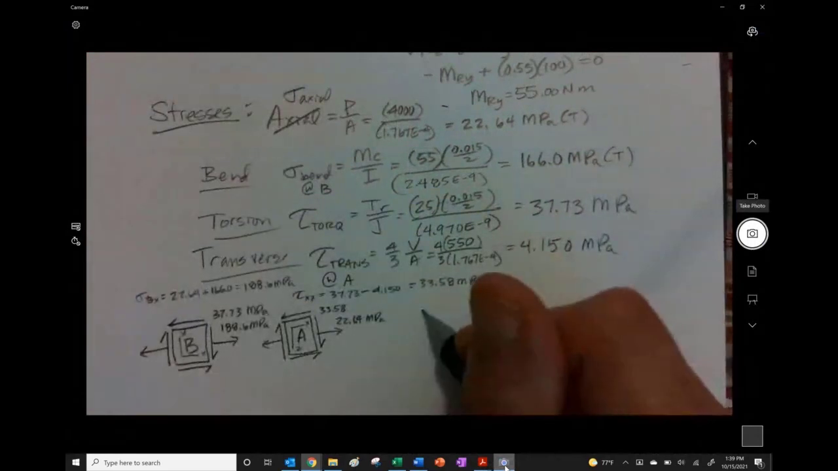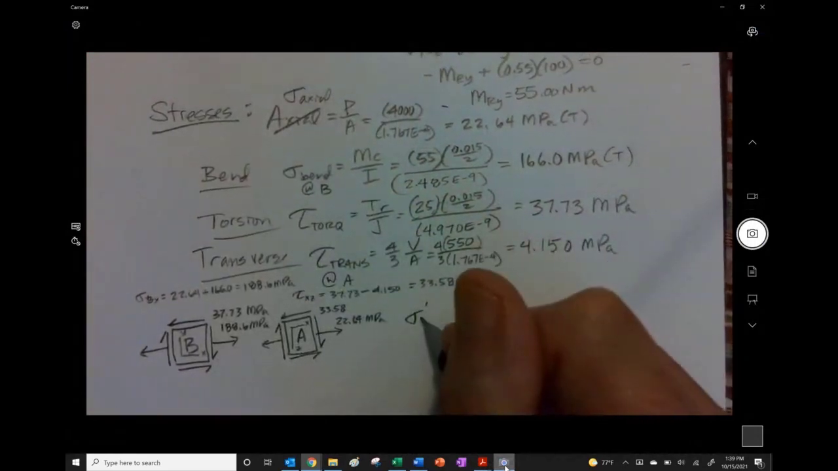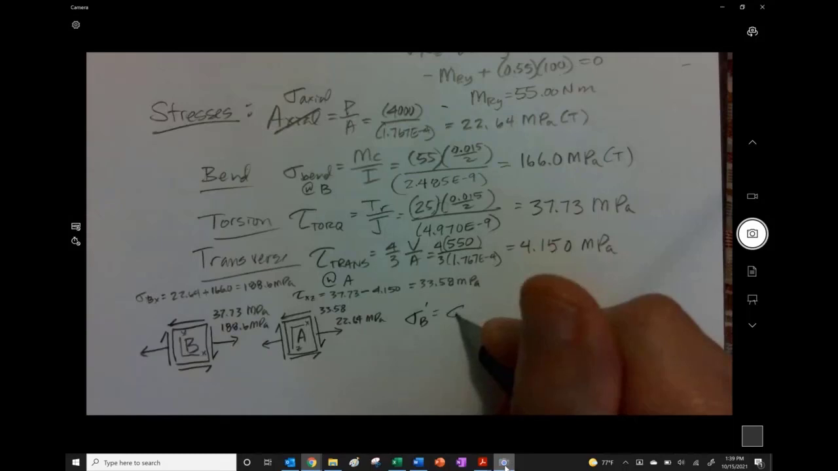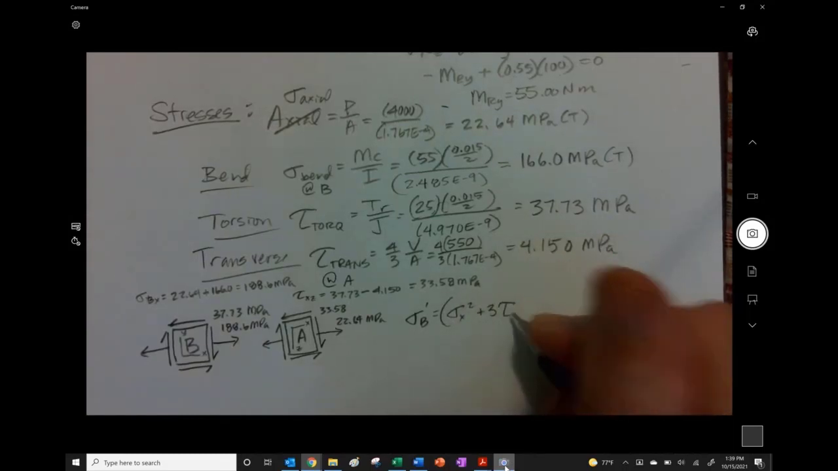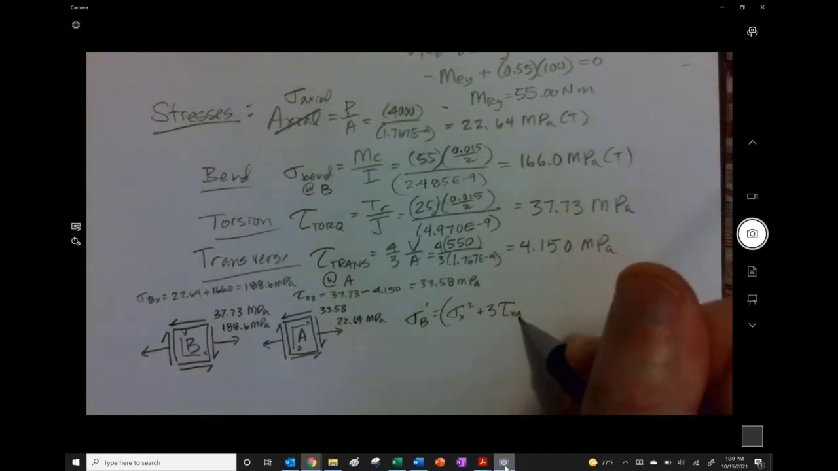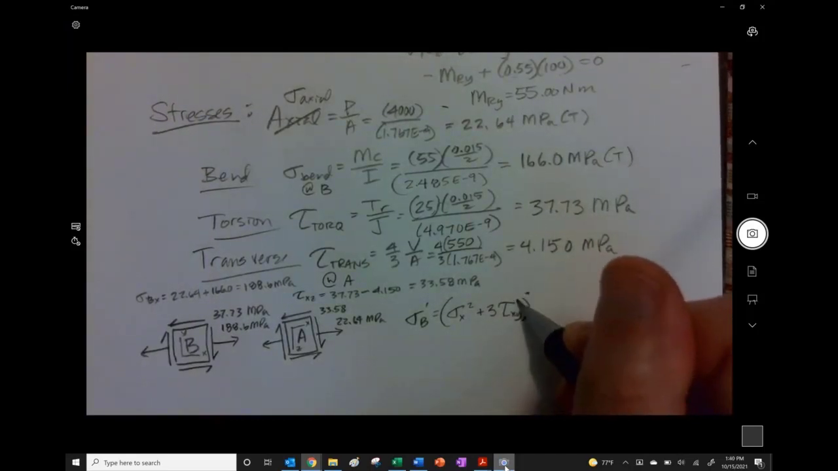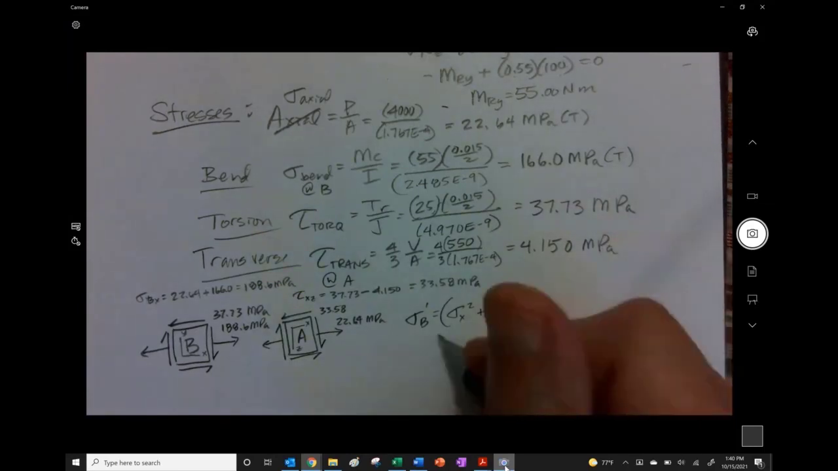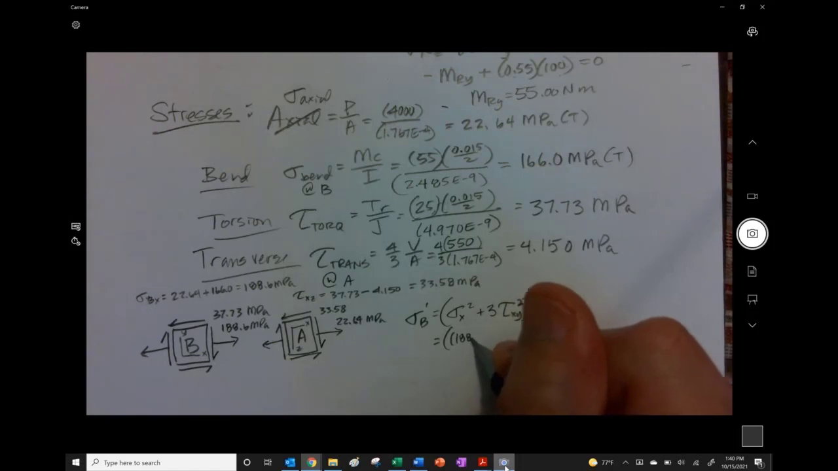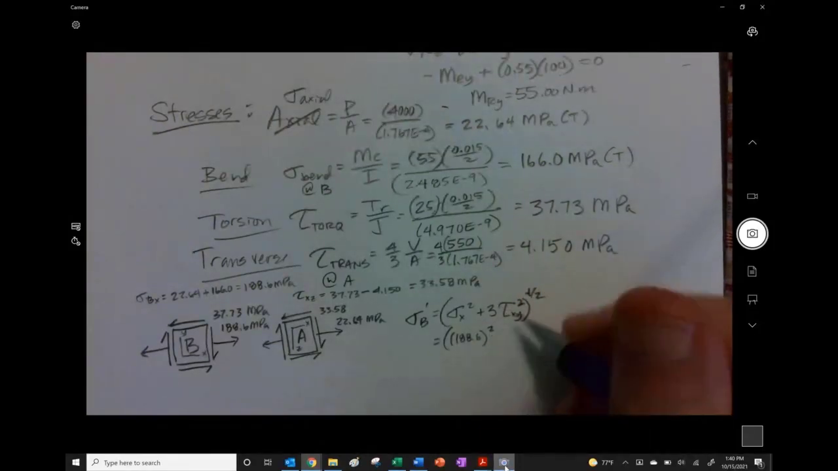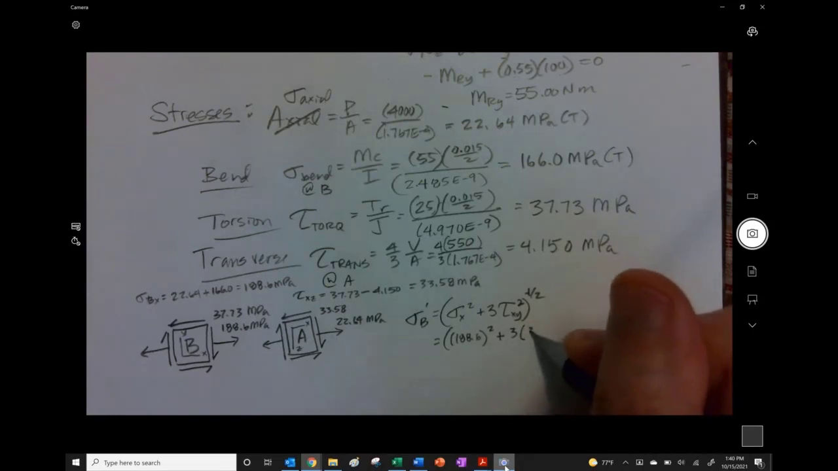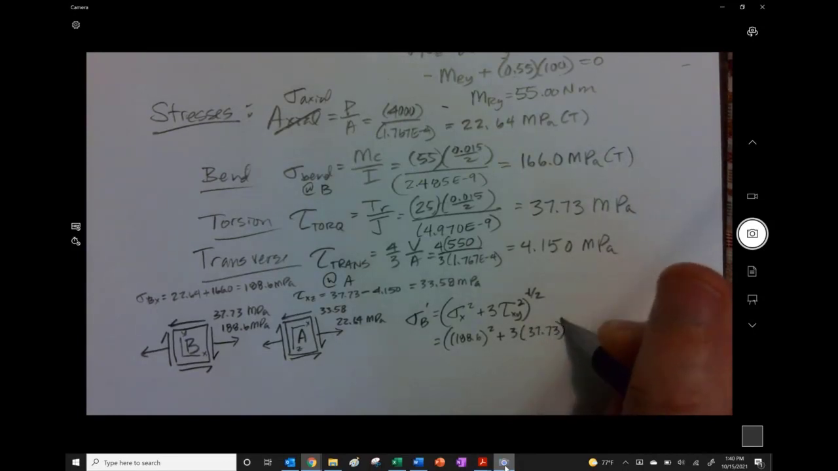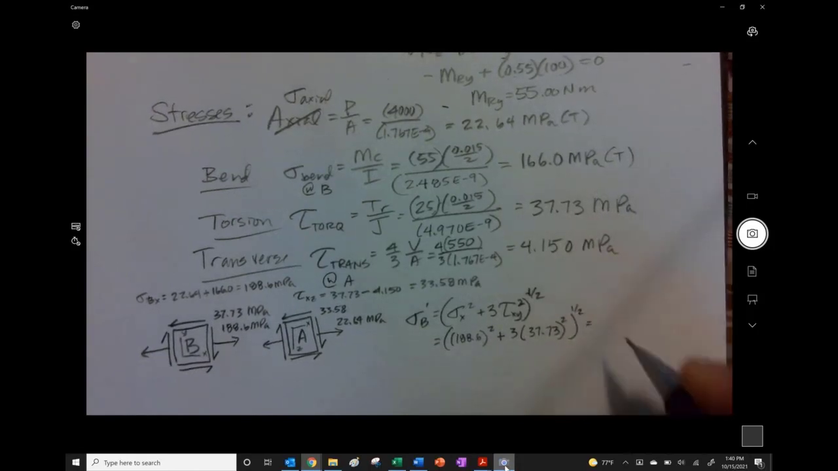I could do the von Mises stress right here. I got enough room. So for B, all I would do is sigma x squared plus 3 tau xy squared, to the 1/2. I almost screwed that up. And so that's 188.6 squared plus 3 times 37.73 squared, to the 1/2.